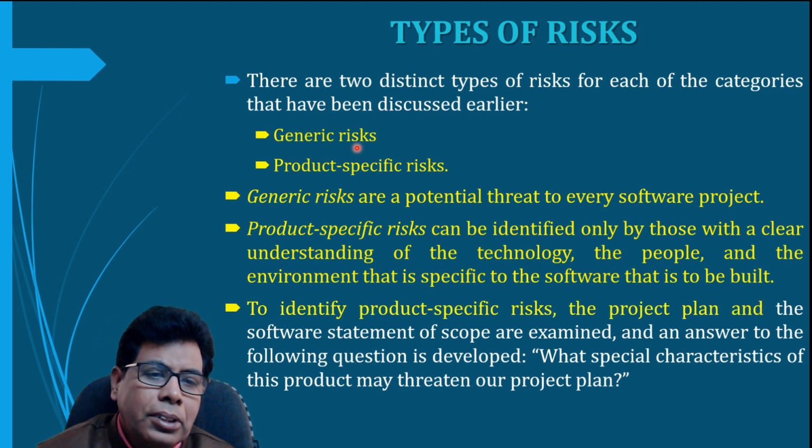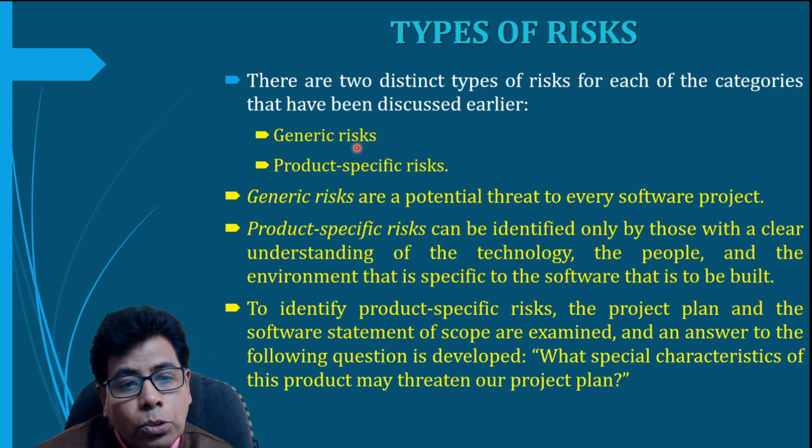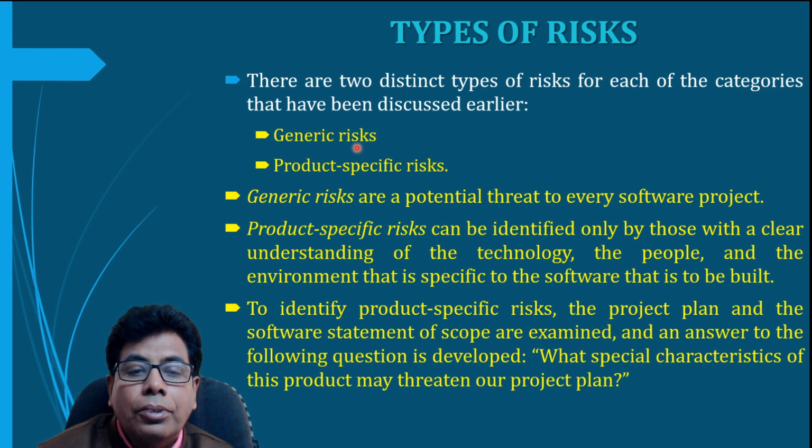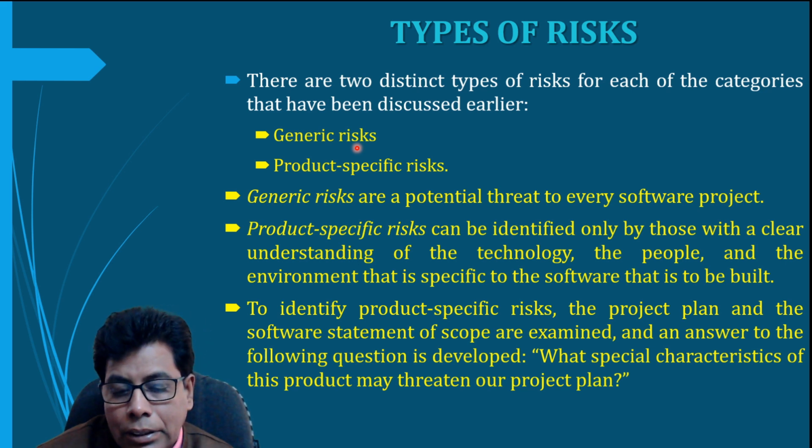To identify the product-specific risk, the project plan and software statement of scope are examined, and the answer to the following question is developed: what special characteristics of the product may threaten our project? These are possible with the help of an expert only. So you just look into the project plan and the statement of scope, and accordingly you can find out the risk.